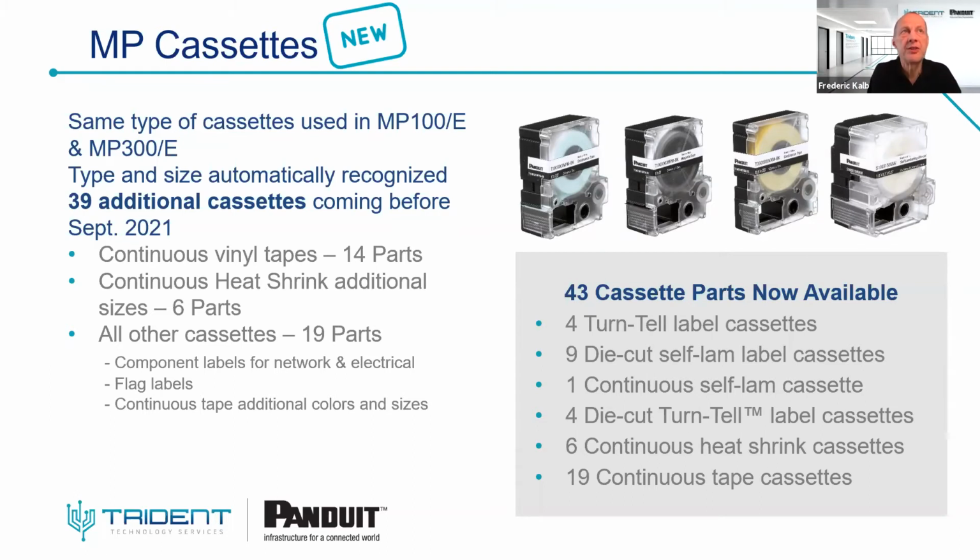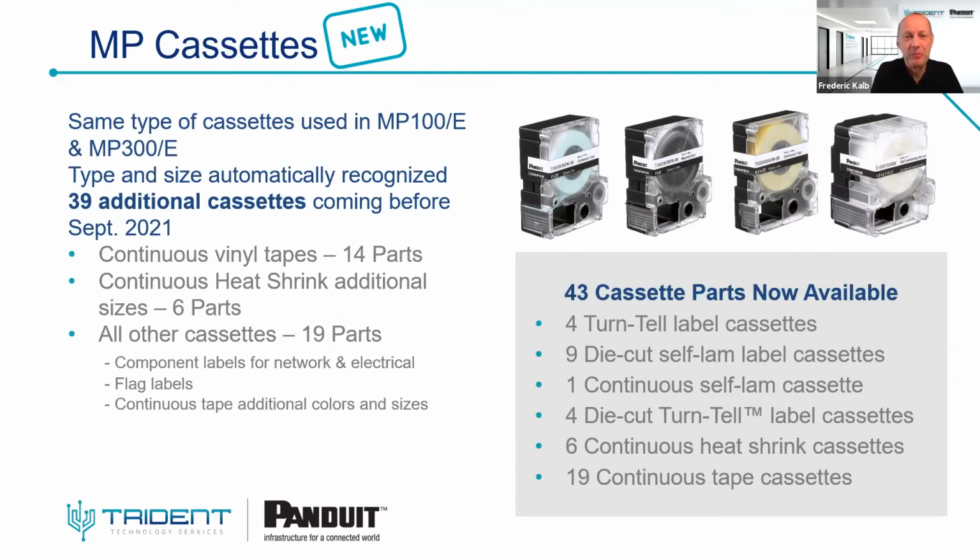As you see on the screen, we have 43 cassettes available at the moment we are speaking. So we have solutions like Turntel, like self-laminated cassettes, but also heat shrinks that are available today and that can be ordered today. And we will bring additional 39 cassettes in the coming months.